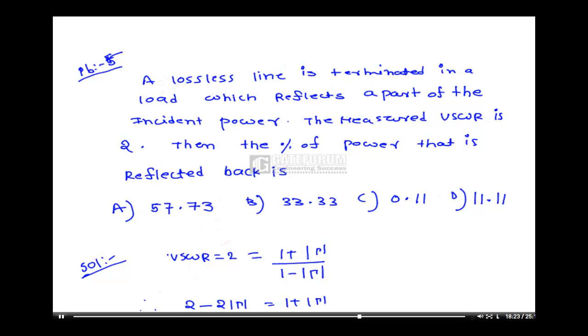Then what about the transmitted power? Power incident is equal to power reflected plus power transmitted. Therefore, power transmitted is equal to power incident minus PR, that is PI times 1 minus R. PI minus this value is the percentage of power that is transmitted.